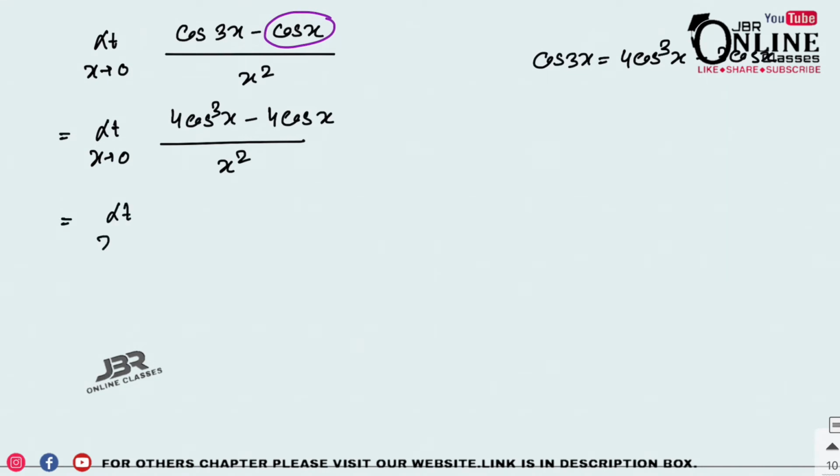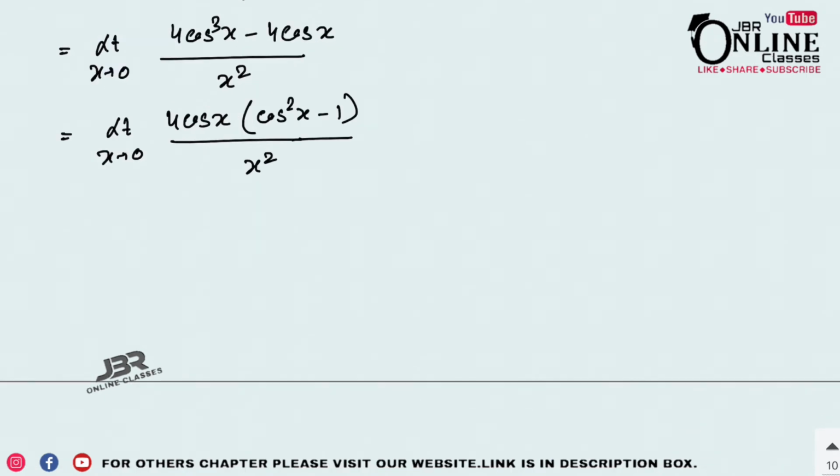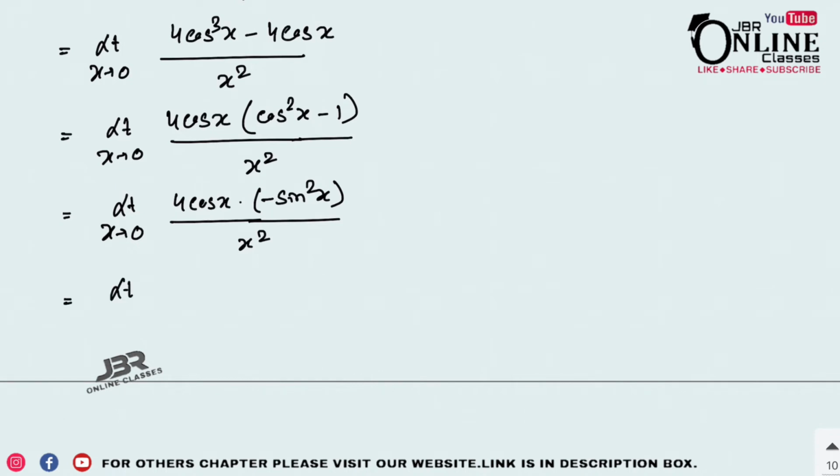So now limit x tends to 0. If you take 4 cos x common, it will be cos square x minus 1, divided by x square. So now limit x tends to 0, 4 cos x times (cos square x minus 1), that is equal to minus sine square x divided by x square. Okay, so now limit x tends to 0, 4 cos x, and limit x tends to 0, (sine x by x) whole square.